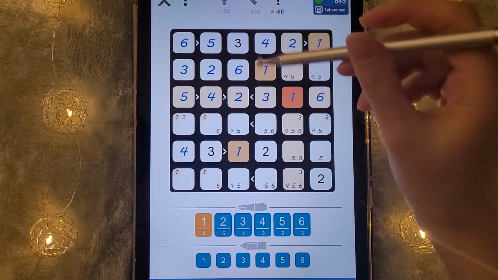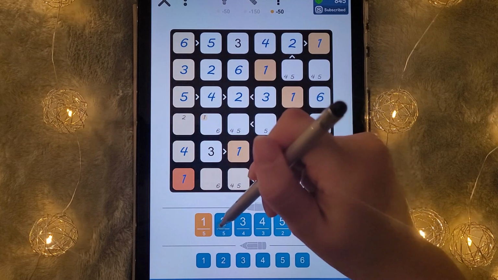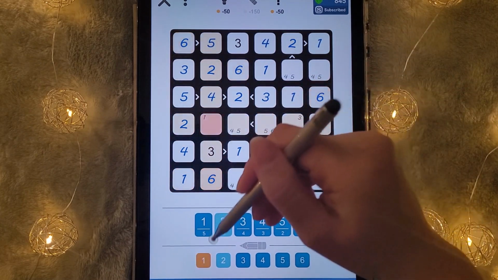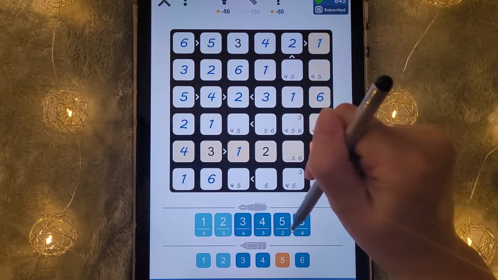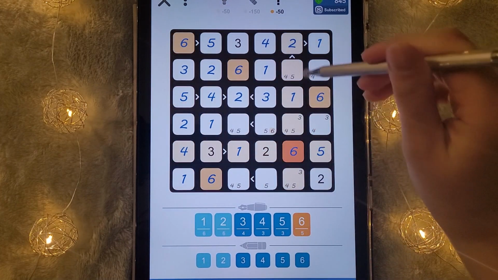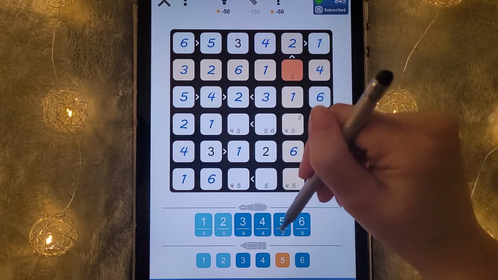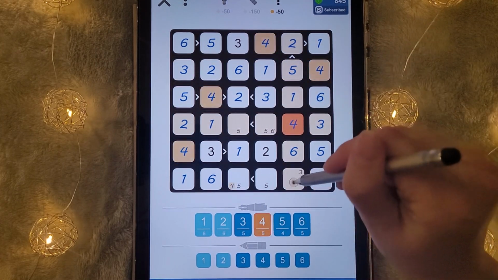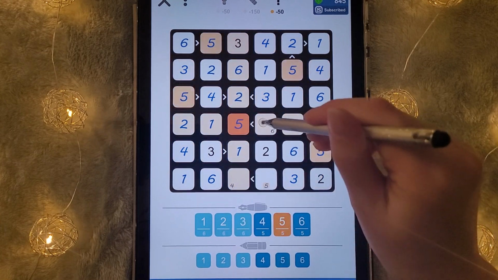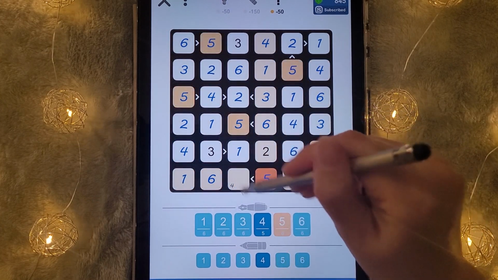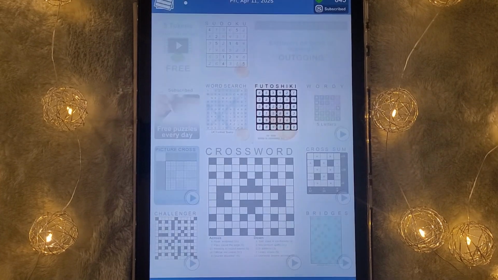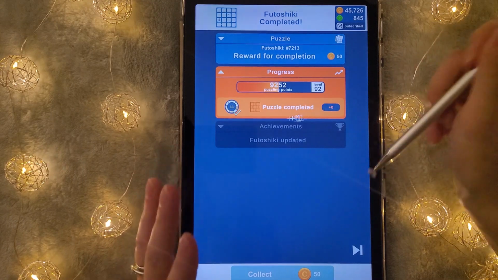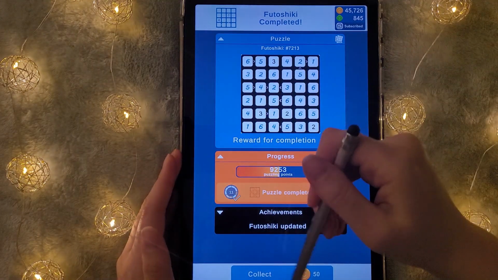I feel like this one, once it kind of breaks open, it goes really quickly, but sometimes it takes me a while just to see something that I've missed. See, this one is filling in pretty quickly now. Last 2. There we go. I do like Futoshiki. I think that one's fun. It's like the right amount of challenging for me.